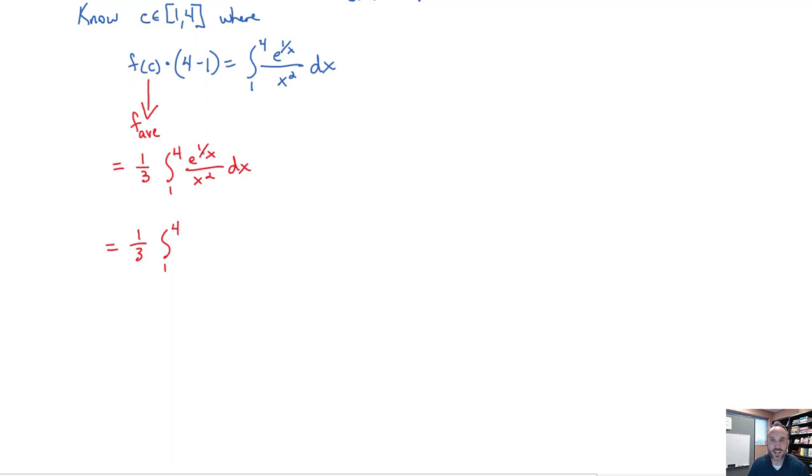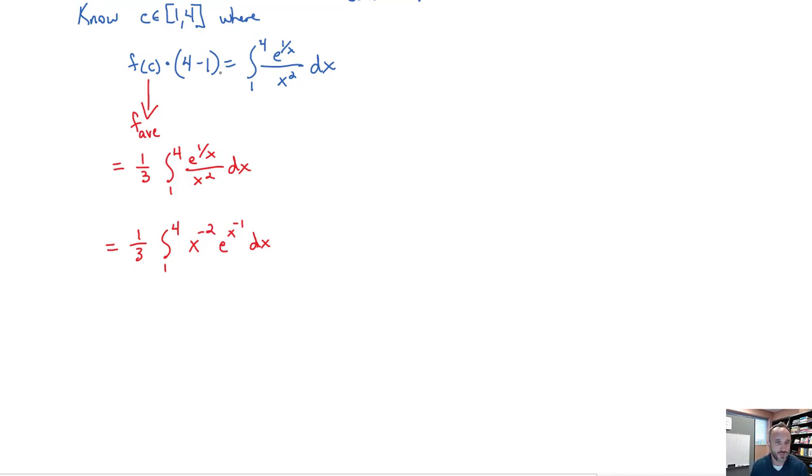So 1 over x is the same thing as x to the negative first. And dividing by x squared is the same thing as x to the negative second. So I can write this as x to the negative second, that's the same thing as 1 over x squared, times e to the power of x to the negative first dx. Now I'm not saying that looks better. However, when we're getting comfortable with integrating and differentiating, it's nice to write things as powers of x when possible.